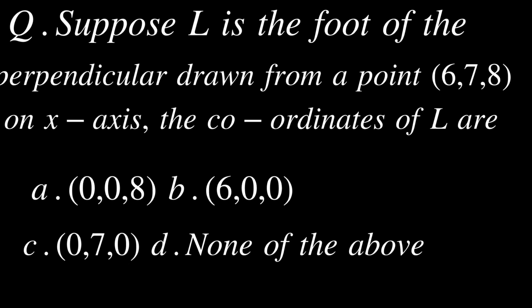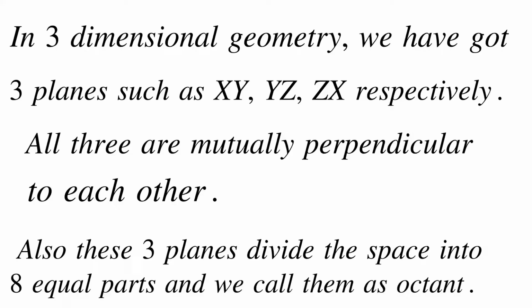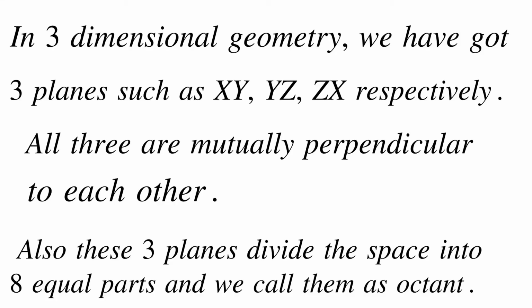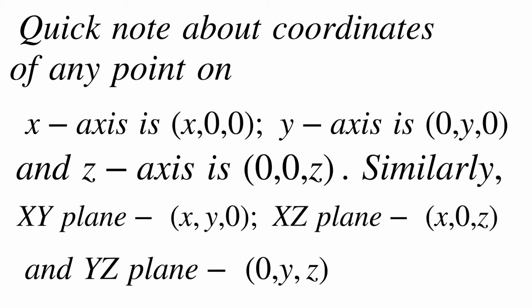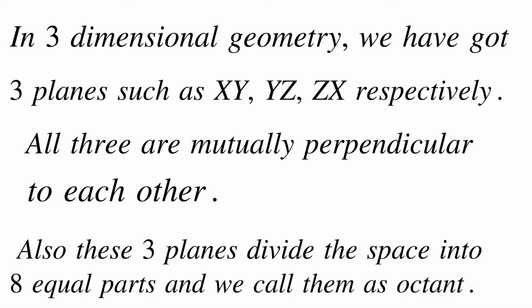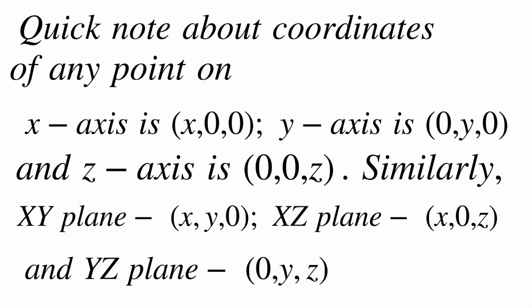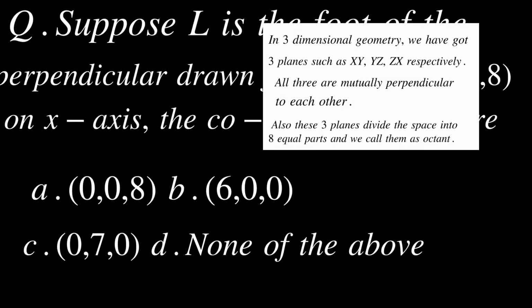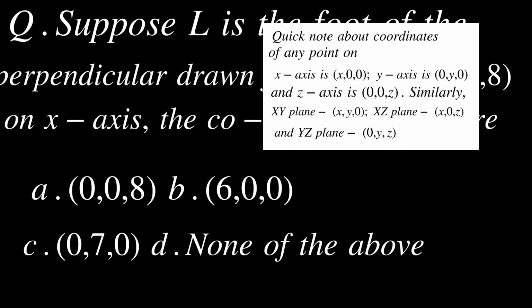So before answering this question, we will see some quick facts about 3D geometry. In a three-dimensional geometry, there will be three planes and we mark them as xy plane, yz plane and zx plane. And these three planes should be mutually perpendicular to each other. And also we should remember the fact that these three planes divide the whole space into 8 equal parts and we call them octants.